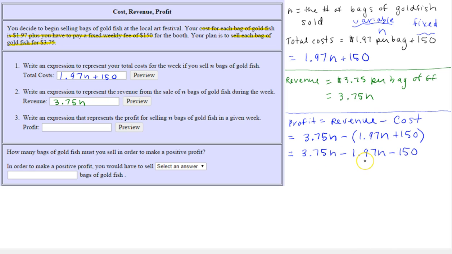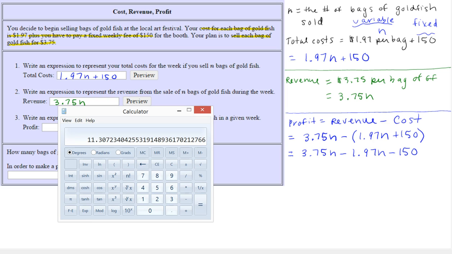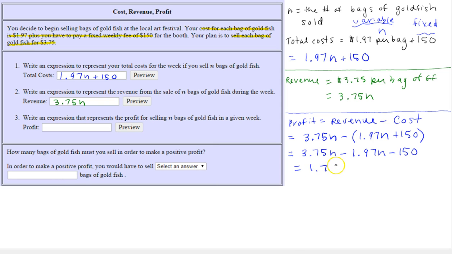But now these are like terms and we can simplify. You could think, well, if I make $3.75 per goldfish and it costs me $1.97, the difference would be how much profit you get per goldfish. So $3.75 is what you bring in, $1.97 is what you pay. So your profit is $1.78 per goldfish. Minus, you still have to pay the $150 for the booth. So this is your profit expression. Let's write that in a different color. 1.78n minus 150.